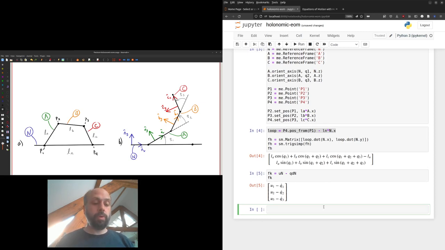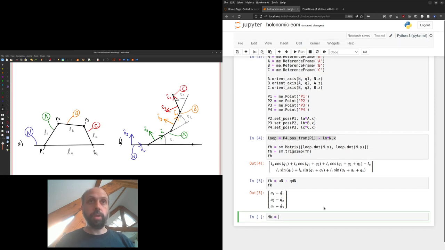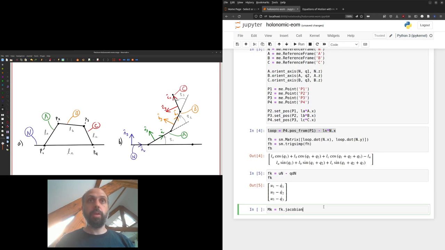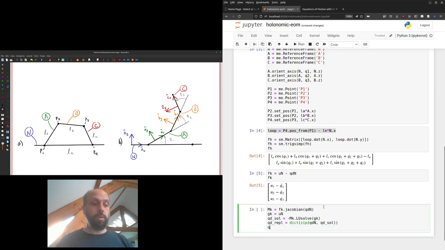These are very simple, so we don't have to go through the full solution, but I will anyway. So I'll do MK equals FK.Jacobian, and then it's going to be Q and D. And then GK will just be UN. And then the Q dot solution is negative MK.LUsolve GK. And then QD_repl equals zip Q dot N, QD solve, QD_repl.